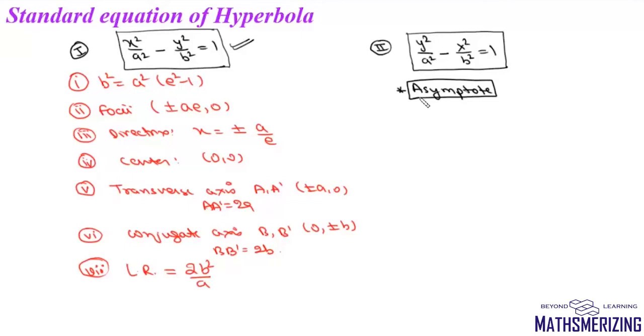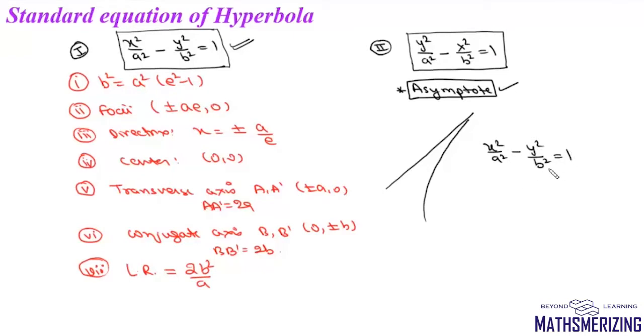In case of a hyperbola, we do have two special lines which we call asymptotes of a hyperbola. Now, basically, what is an asymptote? An asymptote is essentially a line which meets the curve at infinity. So suppose we have this hyperbola which is x square upon a square minus y square upon b square equal to 1.